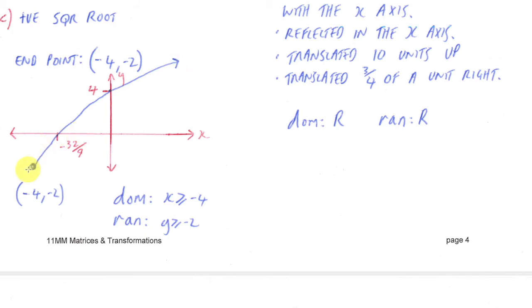My domain, I'm going from -4, including that endpoint, all the way up to positive infinity. So I can just simply write that x is greater than or equal to -4. And for my range, I'm starting at -2, going all the way up to positive infinity. So I'm going for the range y is greater than or equal to -2.